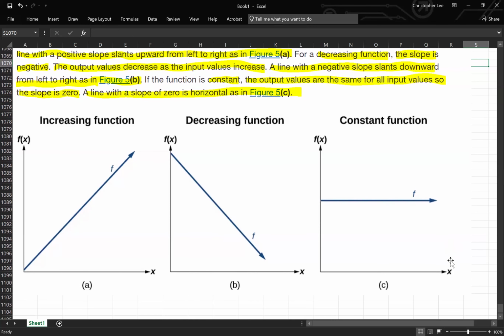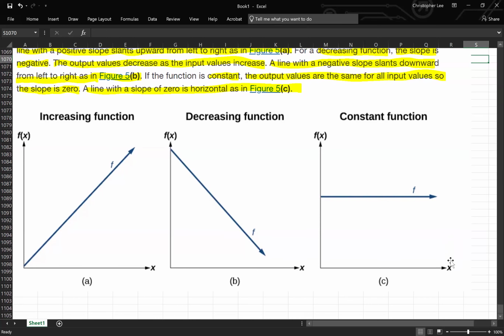I know y'all don't see this here, but if a horizontal line has a slope of 0, what would a vertical line have as its slope?